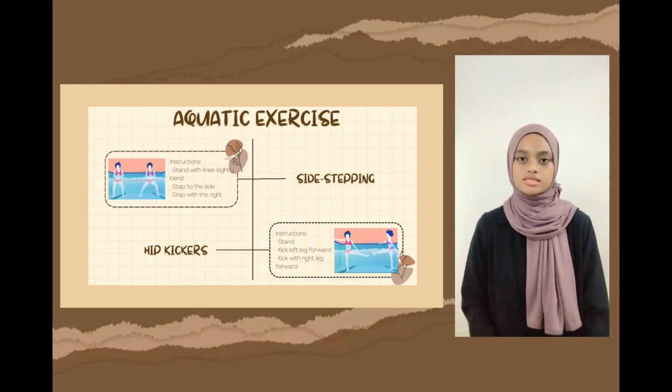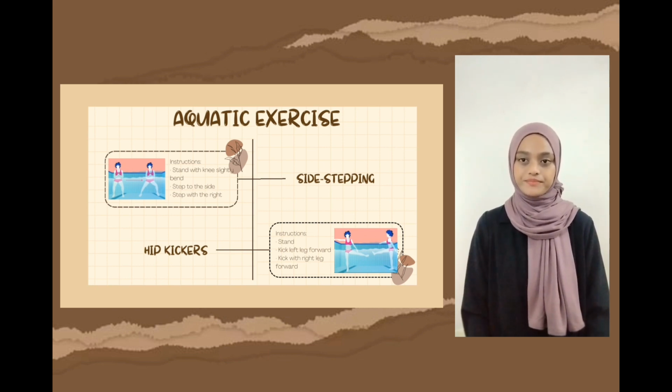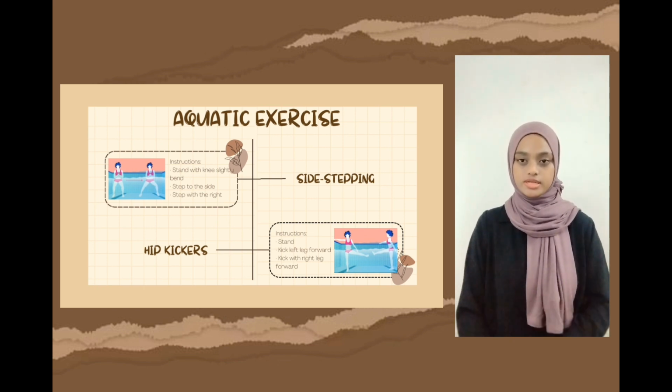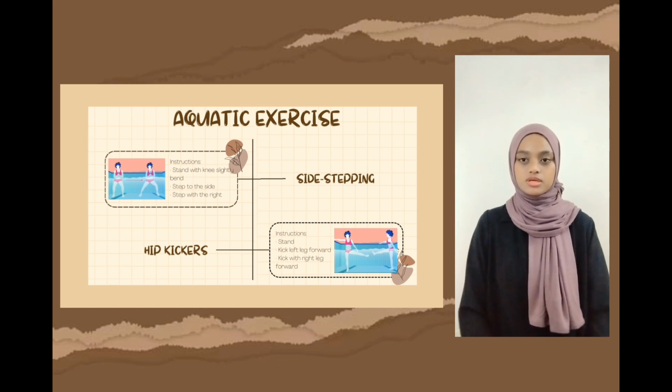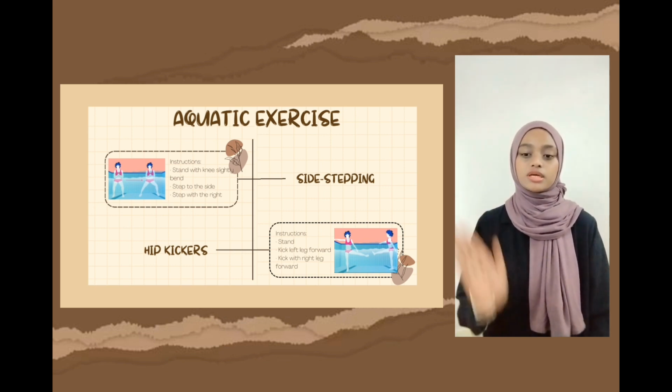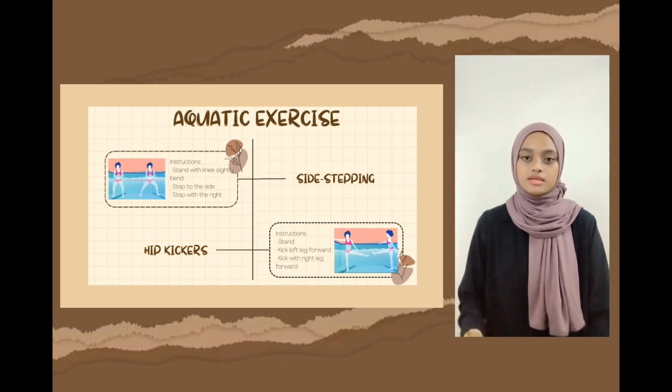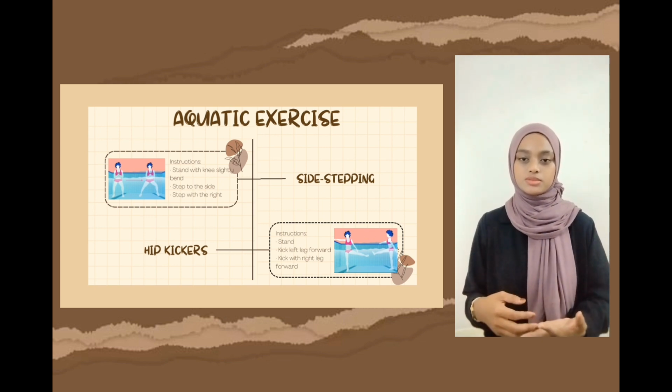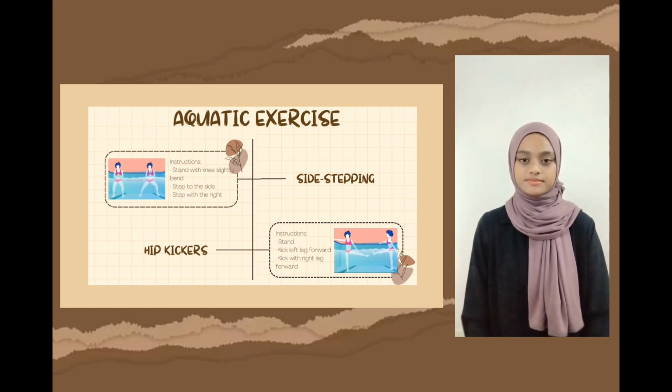Another aquatic exercise is the hip kickers. First, she has to stand straight. Then she needs to kick the left leg forward, ensuring she keeps her body posture straight, back locked, chest up, and then she has to kick with her right leg forward. When she kicks the left leg forward, her hand needs to touch her hip. Then she needs to repeat the movement about 20 repetitions.